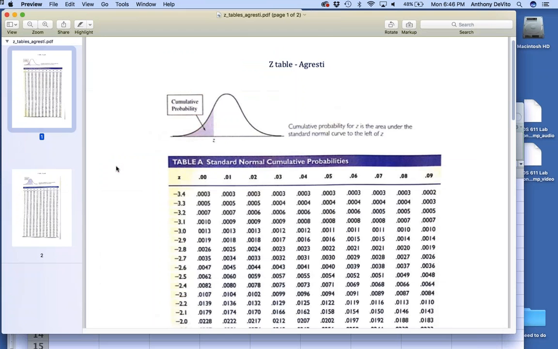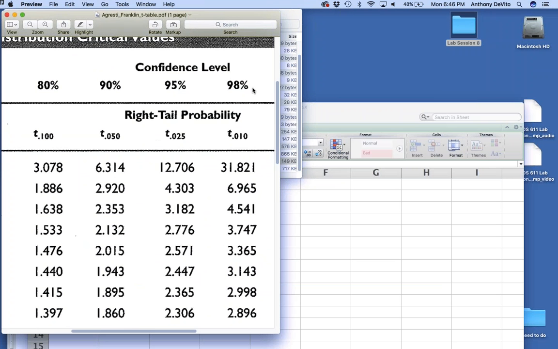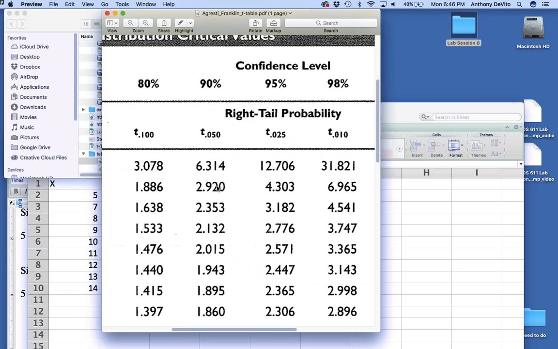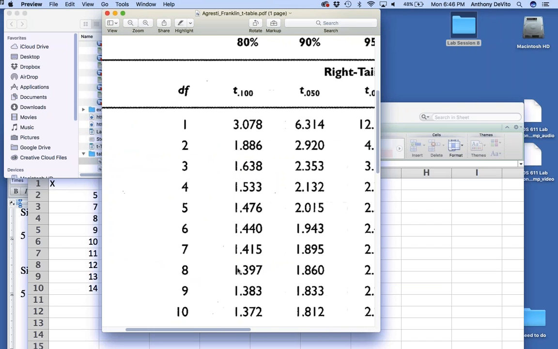Sample size is 9. How many degrees of freedom is that? Oops, I got the wrong one. Okay, sample size is 9. Degrees of freedom is equal to 8.